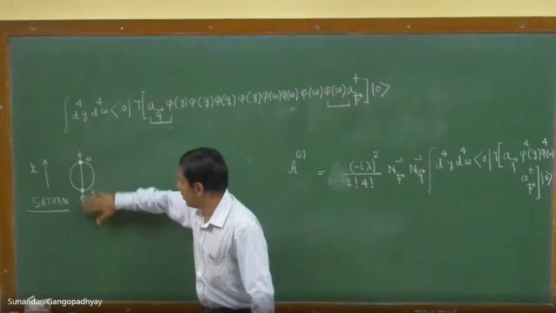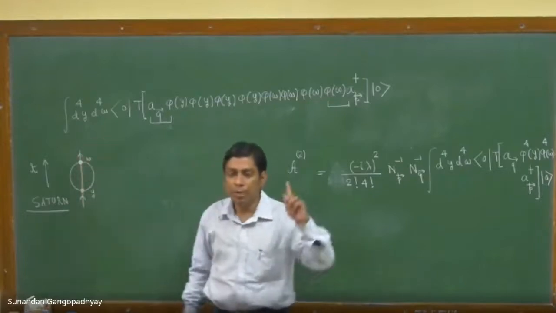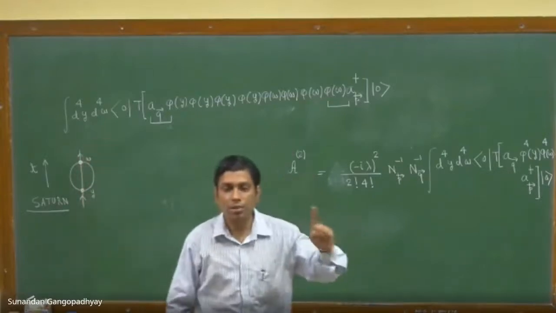Sir, can you just repeat the part how we can say that AQ and phi contraction leads to the external ingoing and outgoing? Yes, I will repeat it. You see, you remember when we calculated the first order correction, right?